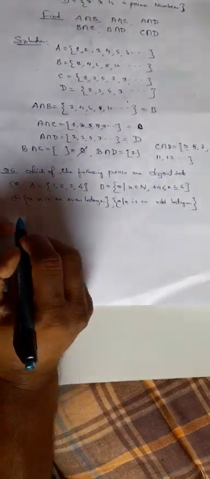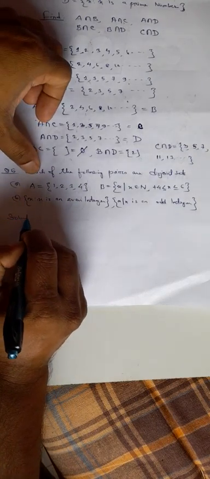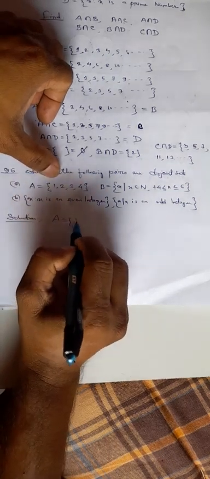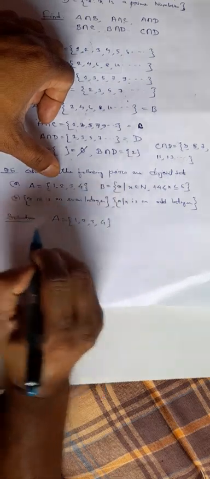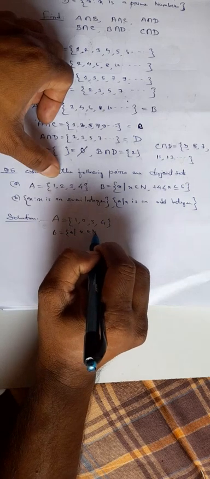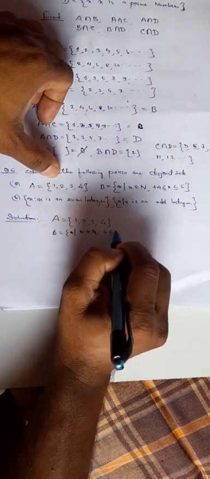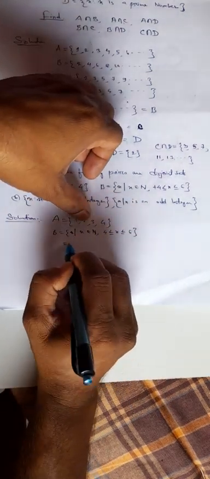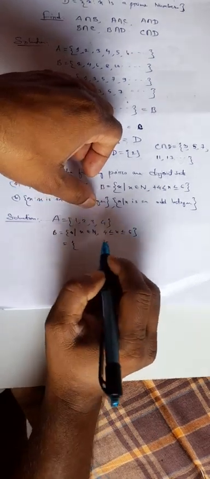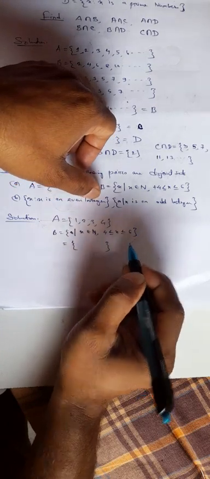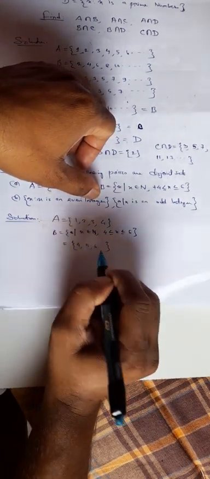Let us take question number 5 here. Which of the following pairs are disjoint sets? Solution. Here A equal to {1, 2, 3, 4}. B equal to {x such that x belongs to N and 4 ≤ x ≤ 6}. So let us try to write the elements of B in tabular form. Those natural numbers lying between 4 and 6, including 4 and 6. That means 4, 5 and 6.